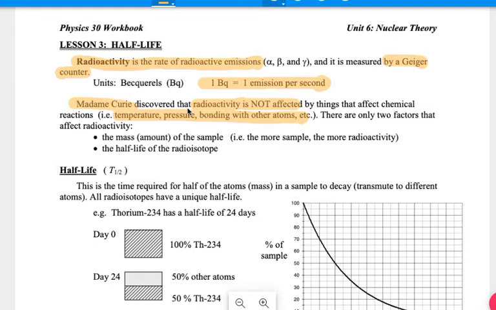There are only two different factors, and these are really important. The only two factors that will affect radioactivity are the mass of the sample, so how much of this atom or this sample we're looking at. When there's more of it, it's more radioactive. We're going to have more emissions per second, having more of these unstable atoms. That should make sense. And the second part is what we're focusing on today, the half-life of this radioisotope.